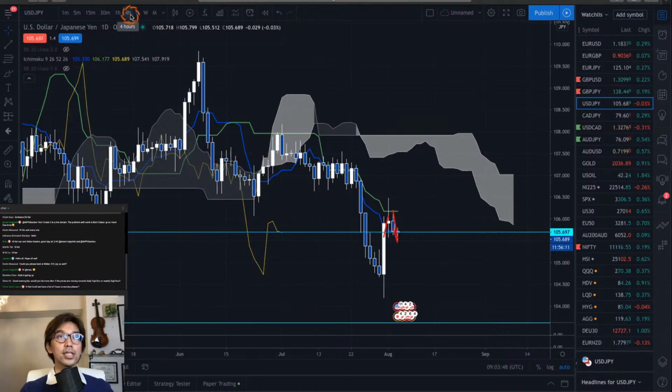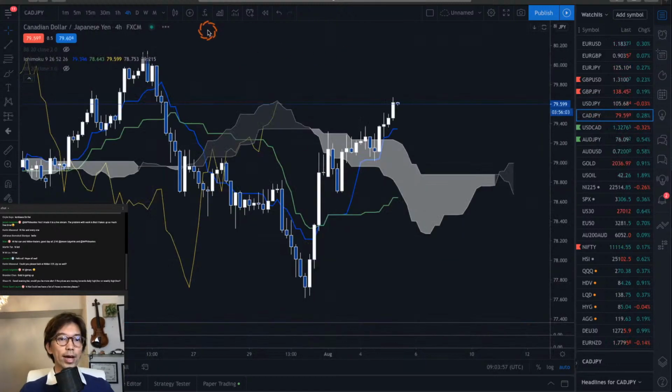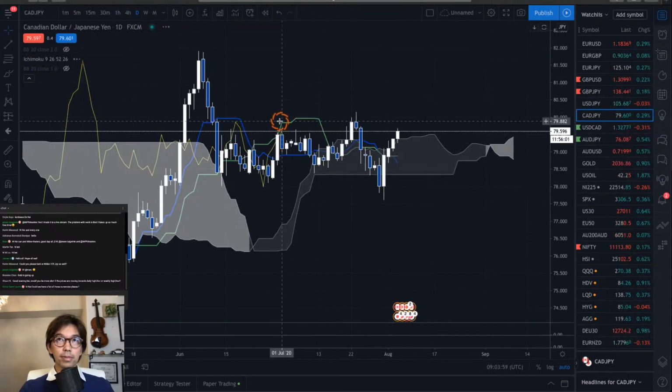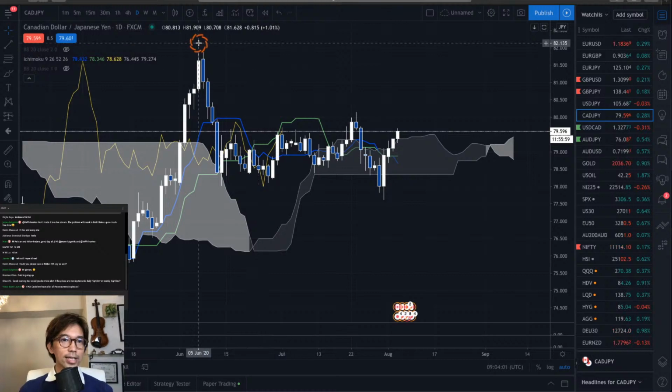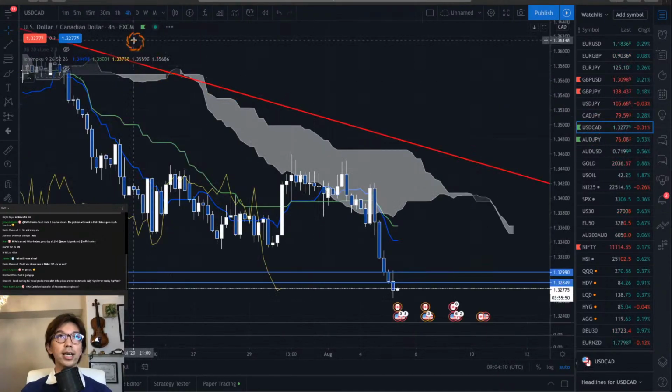Daily chart flat, Kijun Sen flat, and the 4-hour chart also flat. Kumo just twisted and flat, right? Kijun Sen flat. So now this one, CAD JPY. Yeah, the daily chart is flat, and the 4-hour chart is also flat. Kumo flat, and Kijun Sen flat too. So next one, USD CAD.